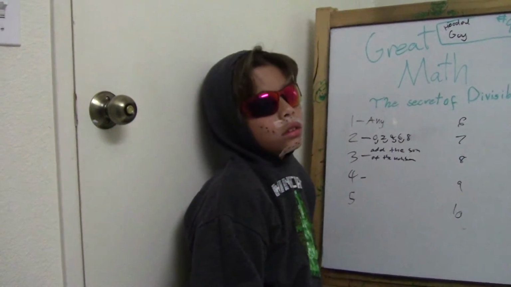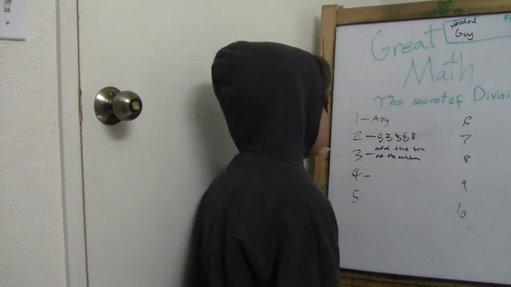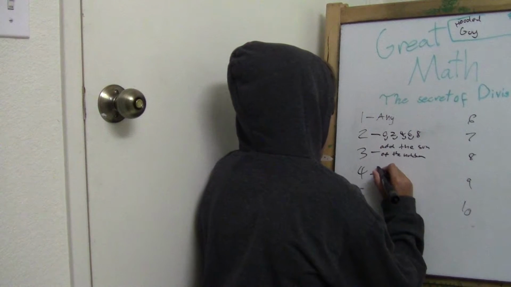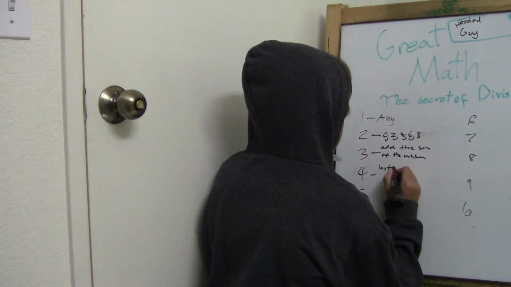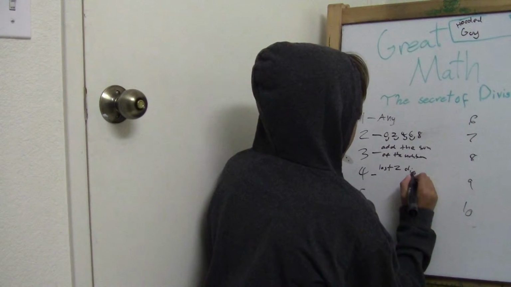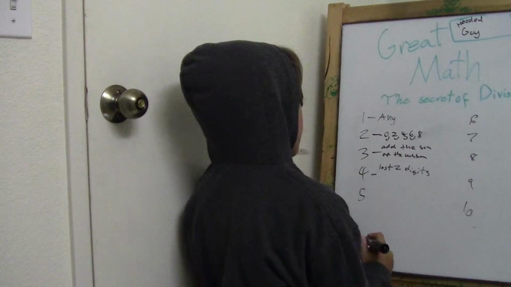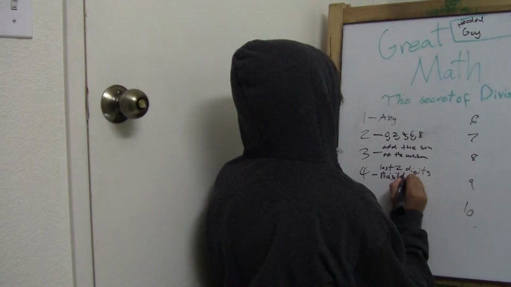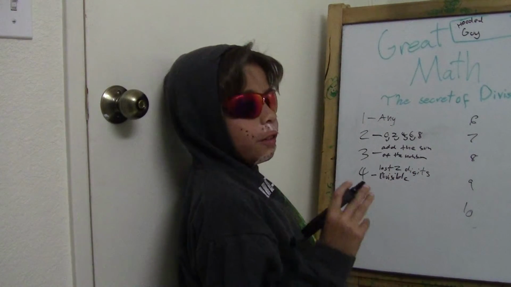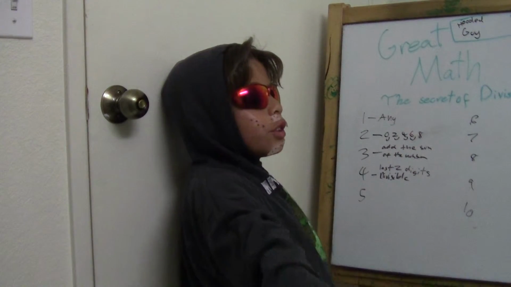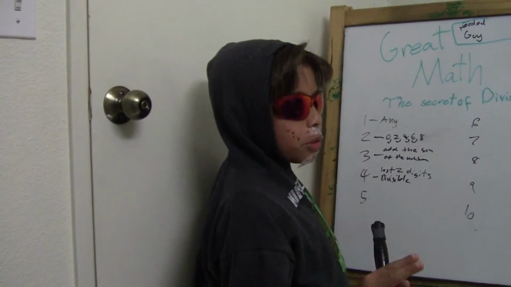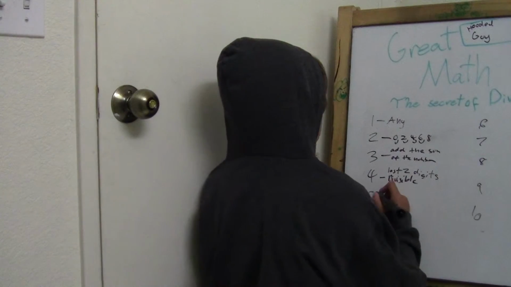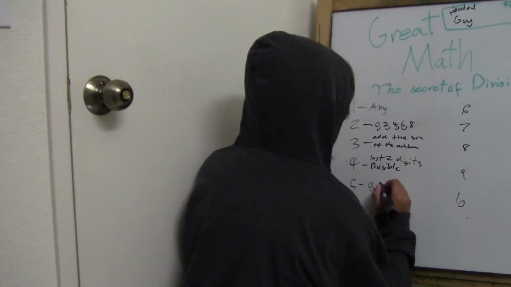Number 4: if the last 2 digits are divisible by 4, then the number is. If the last 2 digits aren't divisible by 4, the entire number isn't. Number 5 has to end with 0 or 5.